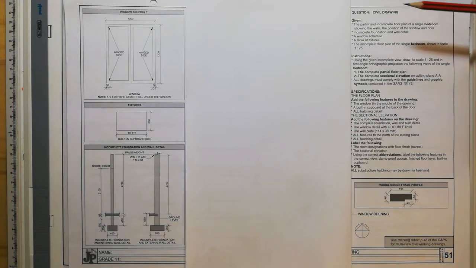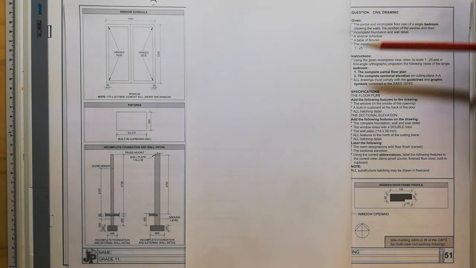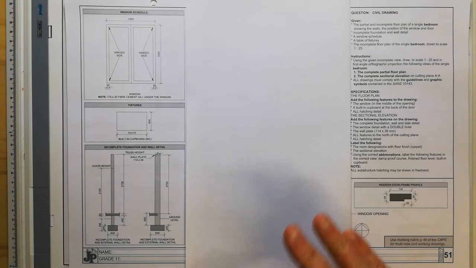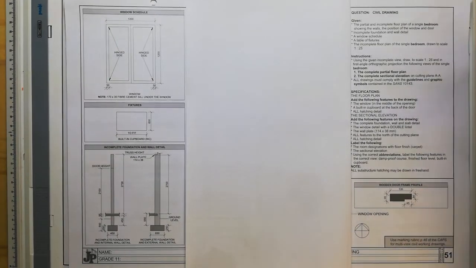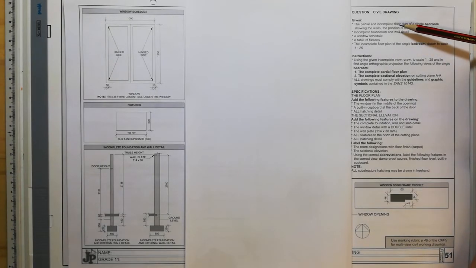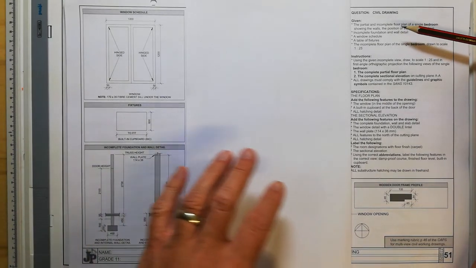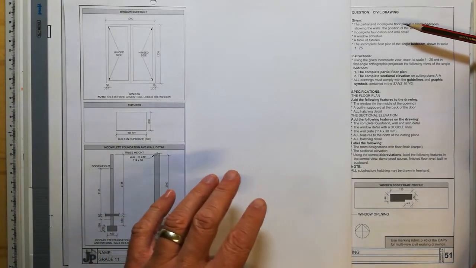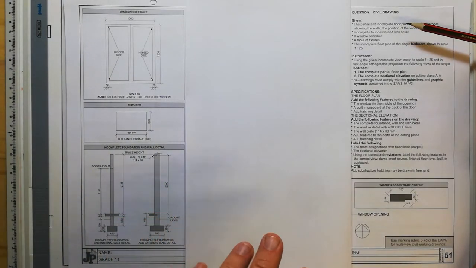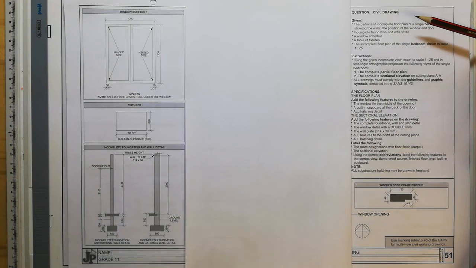So you guys would see, if we look at the given part, I've covered part of the question here because this is the memo, but on your page you would see that you get a partial and incomplete floor plan. In other words, seen from the top, you're going to see a bird's eye view of a house, but some of the detail or information is left out. It's a single bedroom showing the walls and the position of the window and door. I just show you the position, but you have to draw it in.